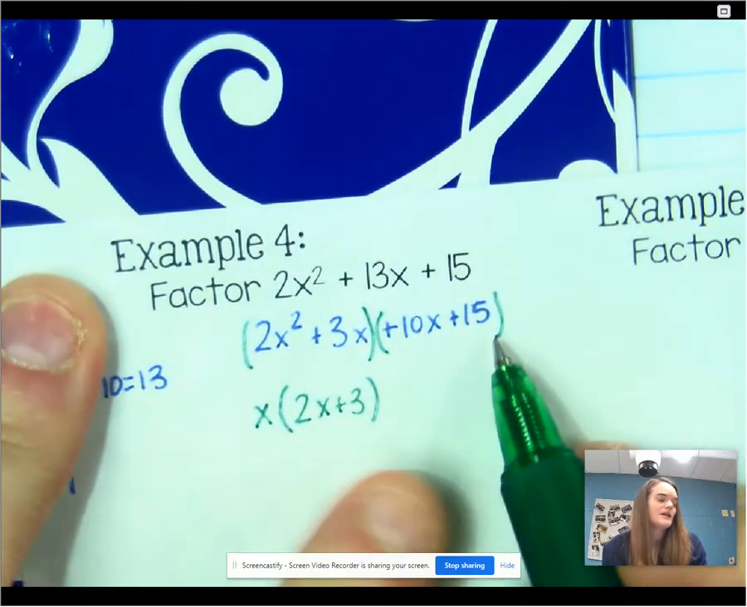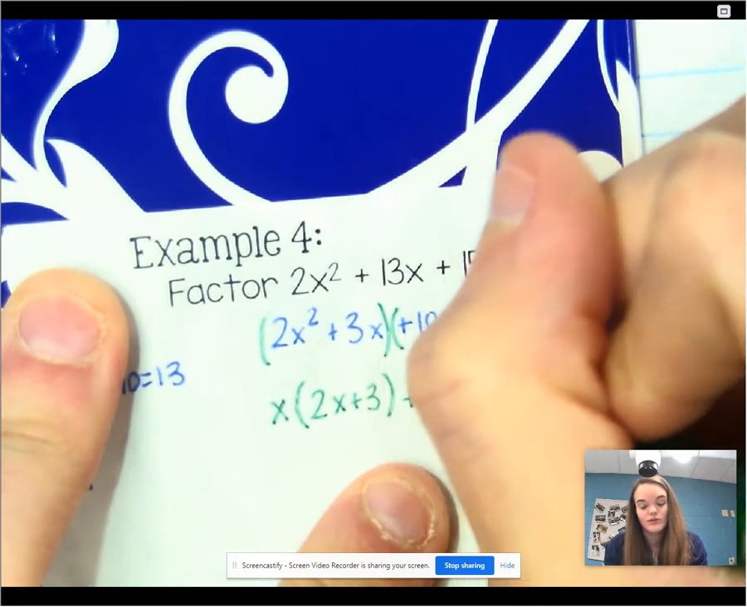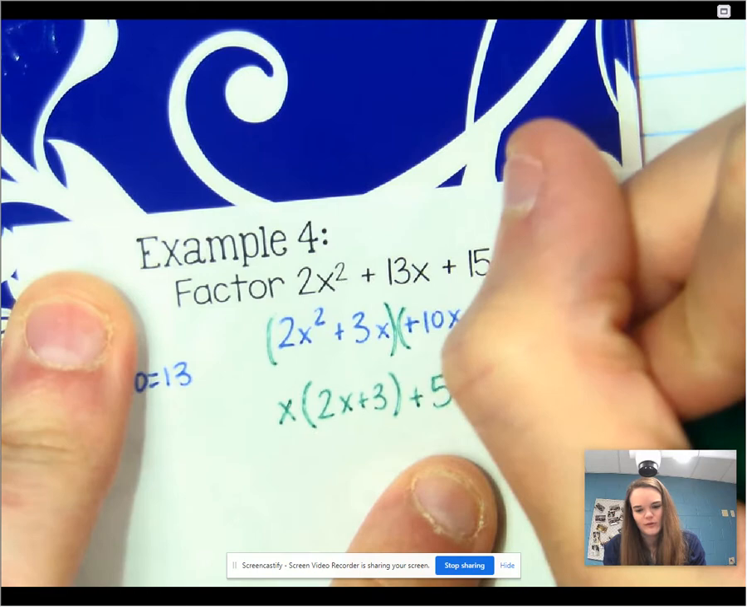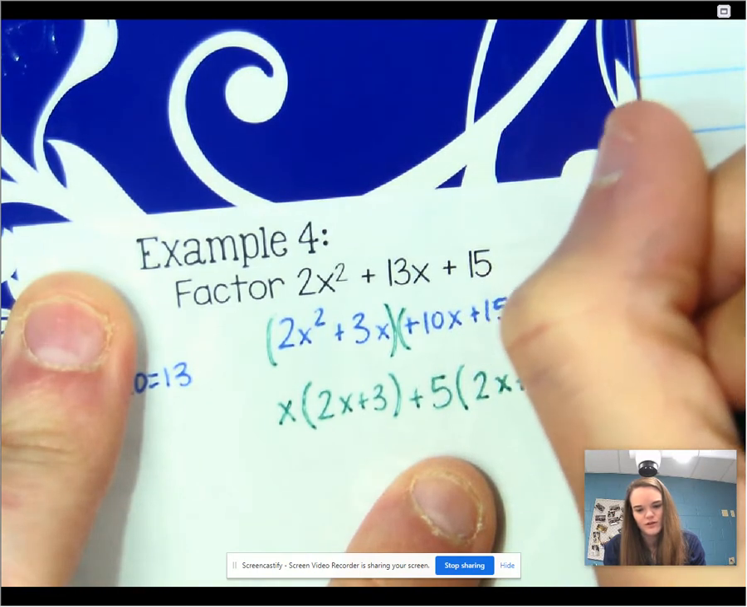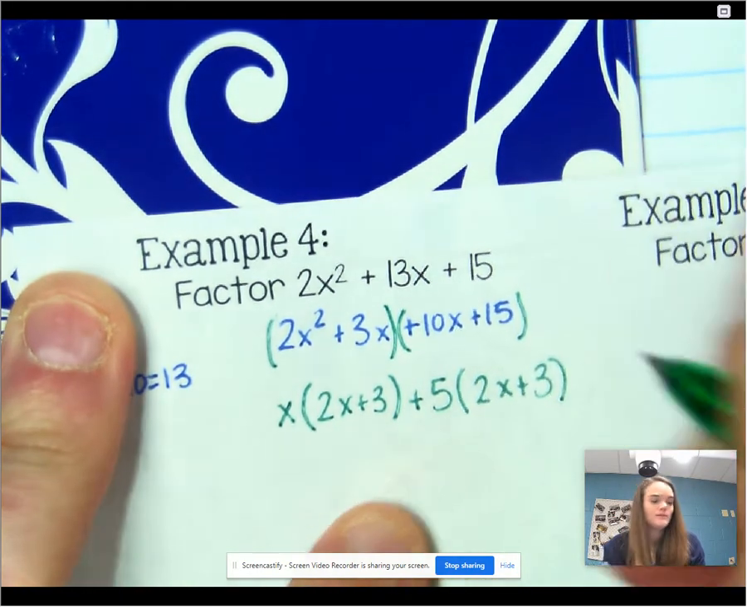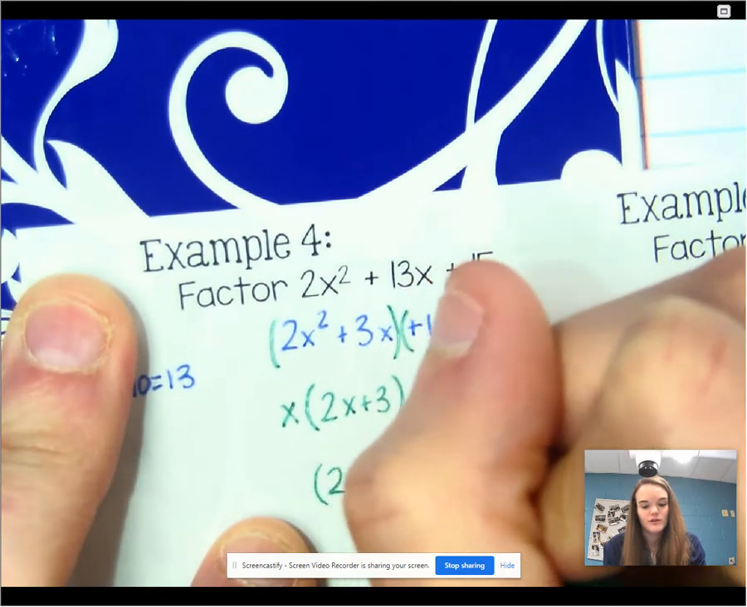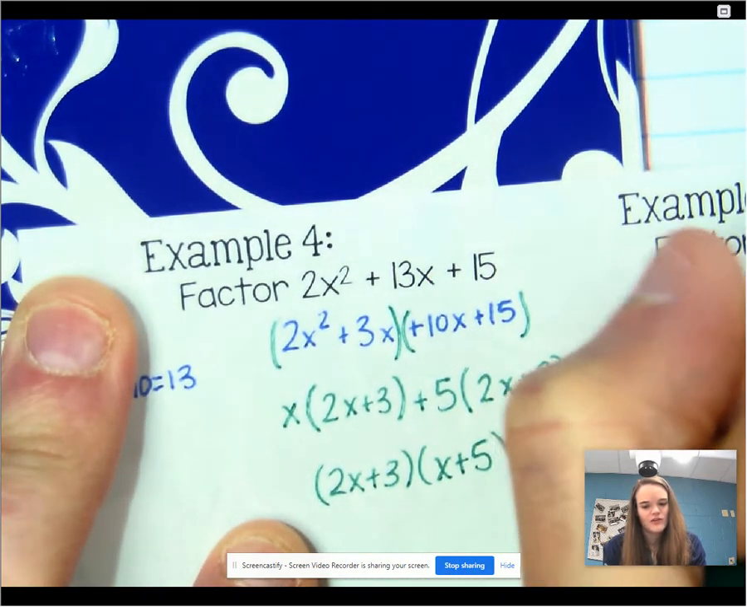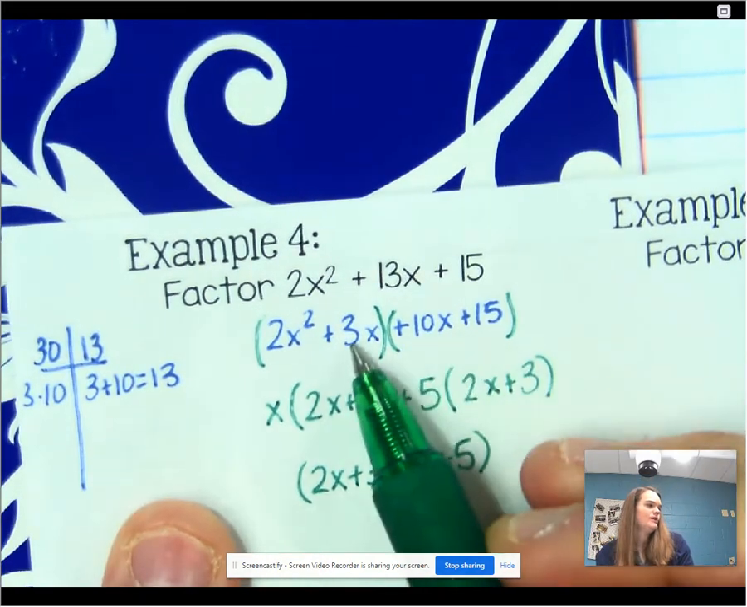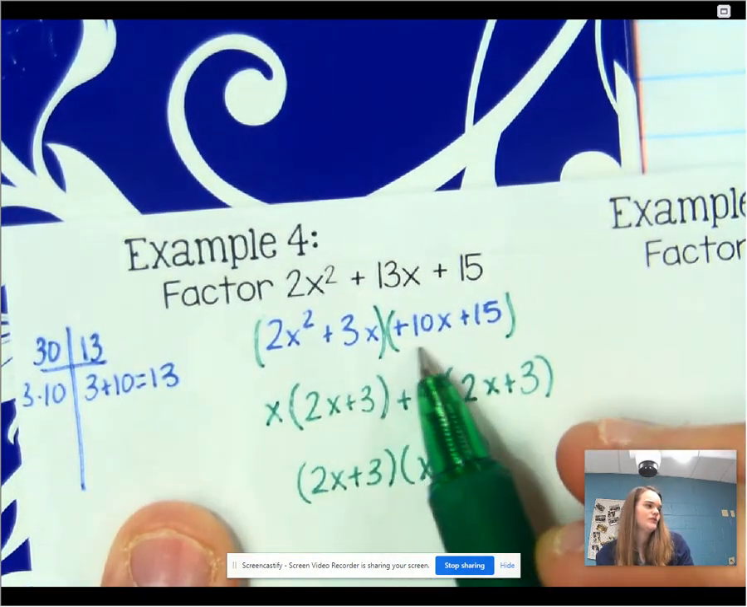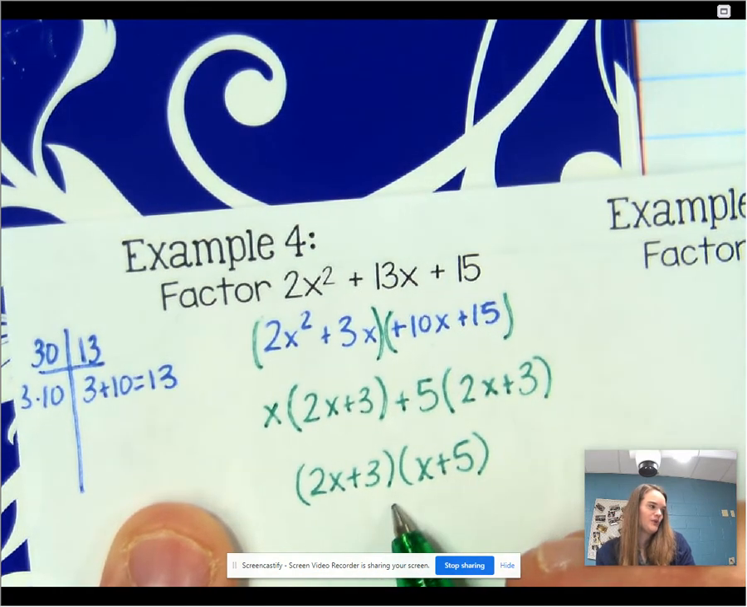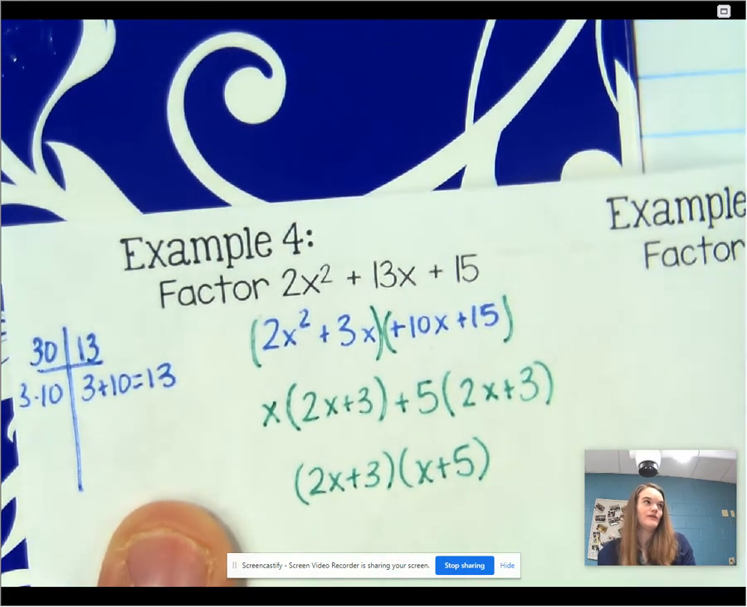Okay, 10 and 15, I can pull out a 5. You will almost never pull a variable out of here. 5. So I'm left with 2x plus 3, which was what I needed. So 2x plus 3, x plus 5. Some of yours might be different if you put it 2x squared plus 10x plus 3x plus 15. But you should still get these two factors. It might be x plus 5 and then 2x plus 3, but you still have the same factors.